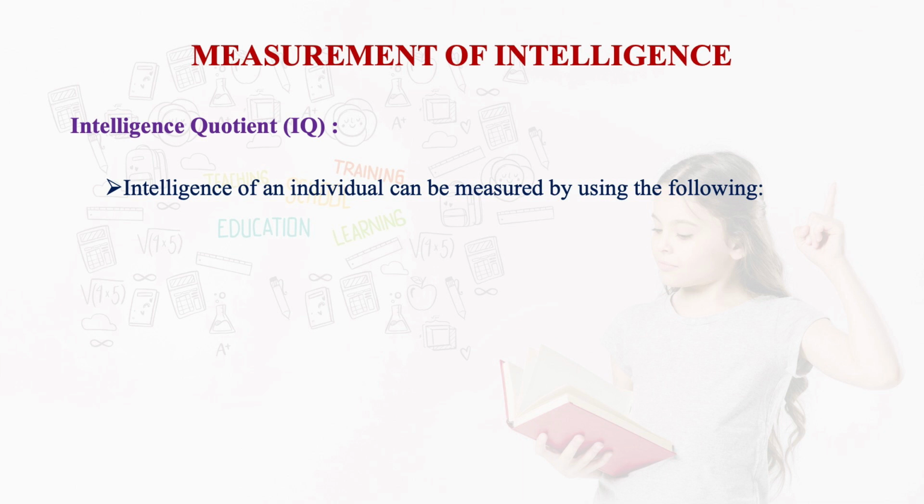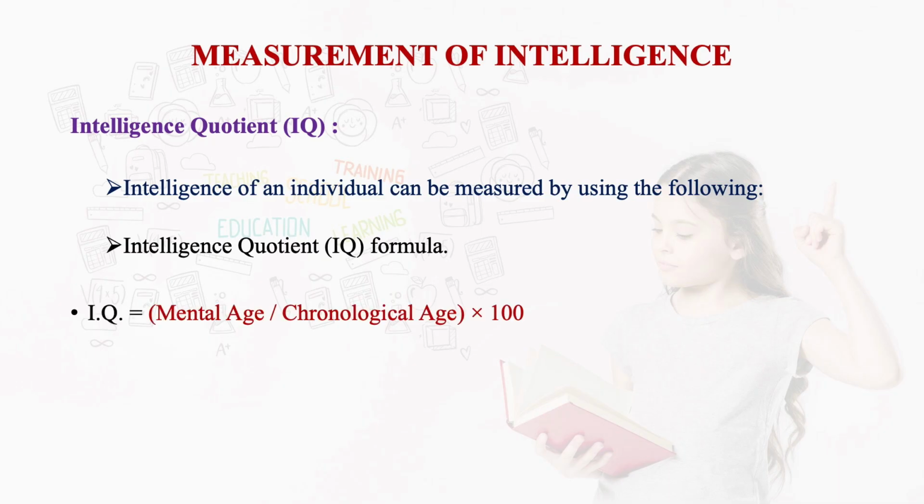The intelligence of an individual can be measured by using the intelligence quotient. The formula is IQ is equal to mental age upon chronological age into 100. So mental age divided by chronological age into 100. Two concepts are here: one is the mental age and the other is the chronological age. Friends, try to understand the concept of mental age and the concept of chronological age.